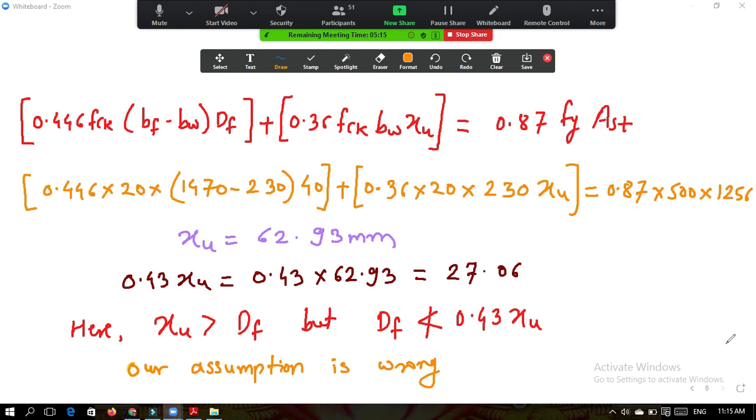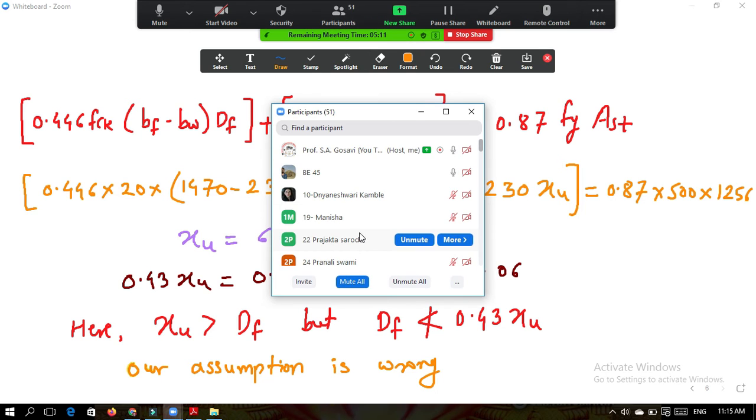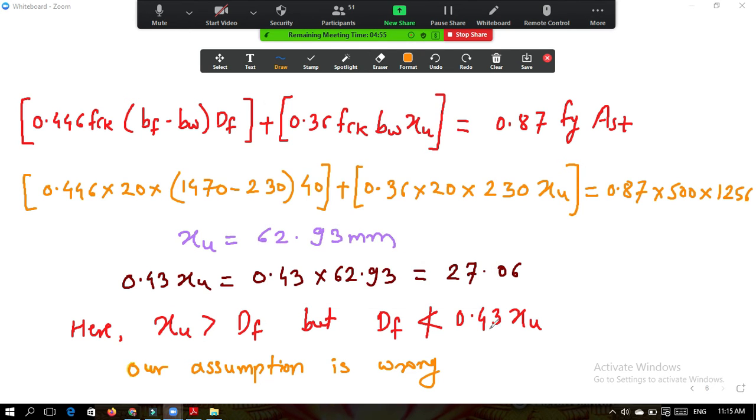So is it over? Write down up to the last line and let me know.